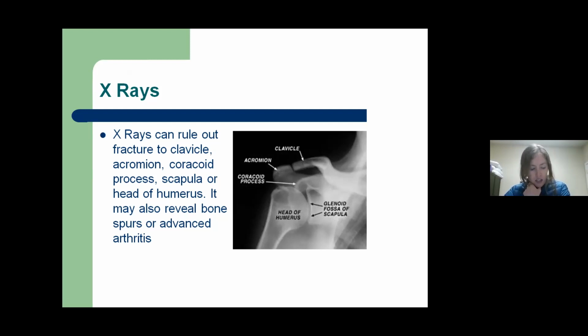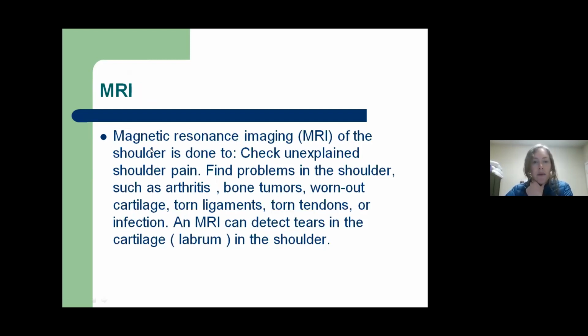Another option for imaging are MRIs. MRIs are usually followed by X-rays if a problem hasn't been spotted, just to get a little more in-depth view of it. So you can find arthritis, bone tumors, worn out cartilage, ligaments. You can look at the muscles to see if there's a torn ligament or muscle or tendon, an infection. You can even check out the labrum, which is really cool.